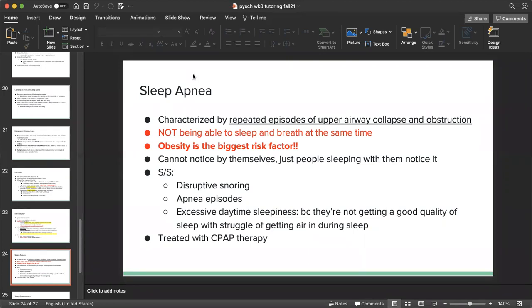I don't know if any of y'all have ever seen My 600-Pound Life before, but a lot of them are on CPAP machines because they're so big. They legit can't breathe while they're laying down flat on their back.